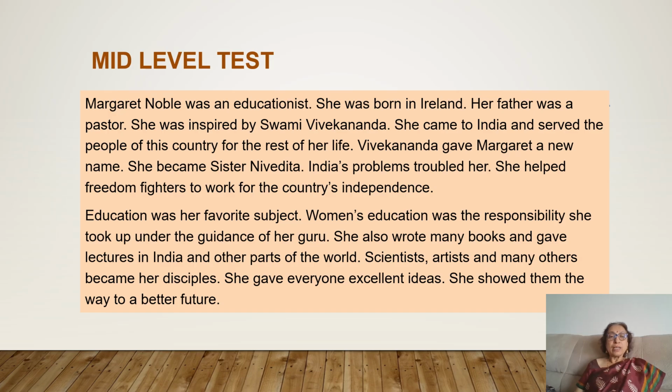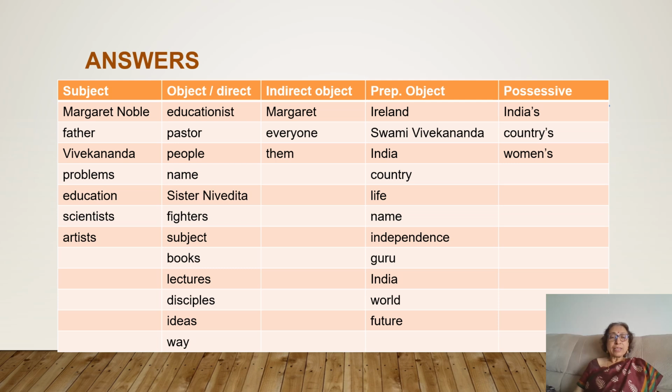Now you can look at the passage carefully, mark out all the nouns. Don't worry if they are proper nouns, common nouns, or whatever. We are not doing types of nouns today. We are doing functions of nouns. So check the function and then put them in the right column. The answers are in the next slide. The passage begins with Margaret Noble, the name of a person. It is the subject.